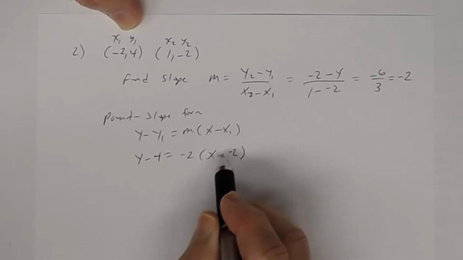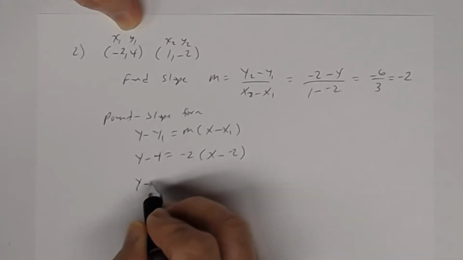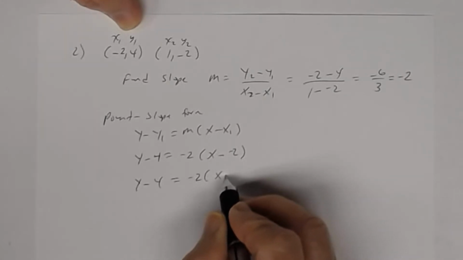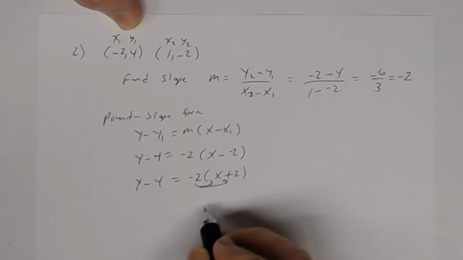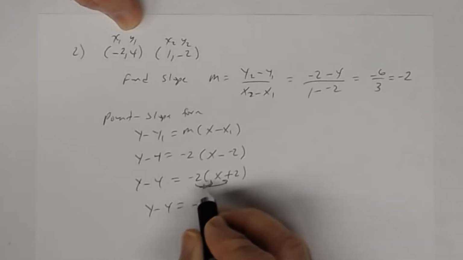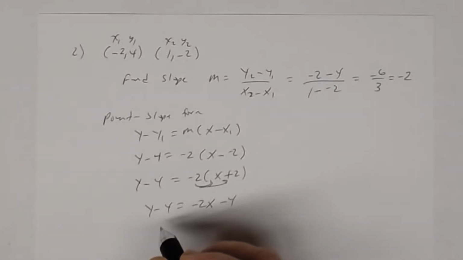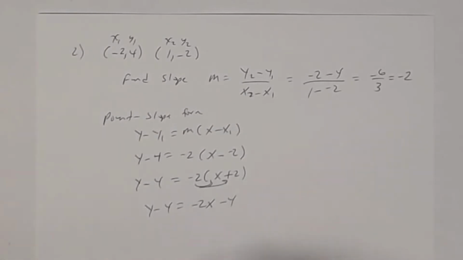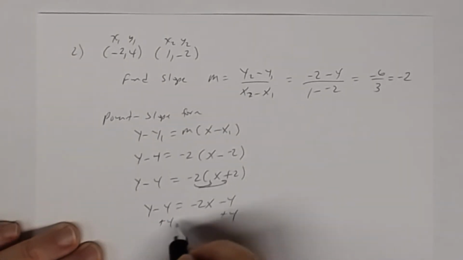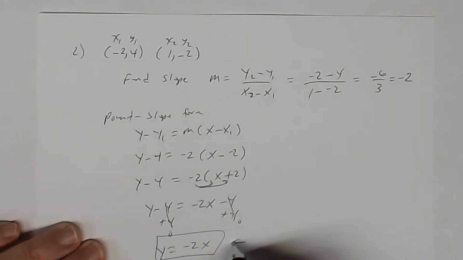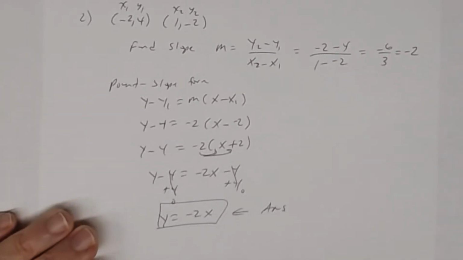Rewriting that part here to make it look a little bit better, I have y minus 4 equals negative 2 times x. X subtracting negative 2 means x plus 2. Distributing, I get y minus 4 equals negative 2x, and then minus 4. Now remember, you want to write the answer in slope-intercept form, so you have to get y by itself. So adding 4 to both sides and combining like terms, I get y equals negative 2x, because this is 0. And so there's your answer right here. So that's the answer in slope-intercept form.